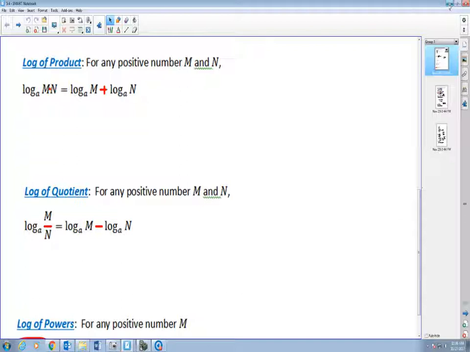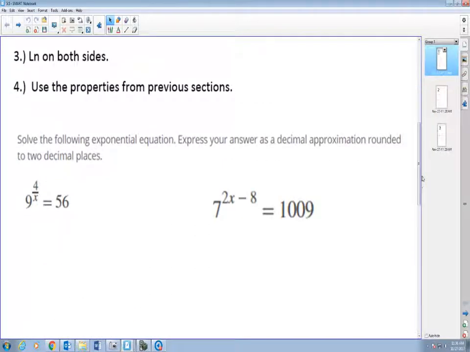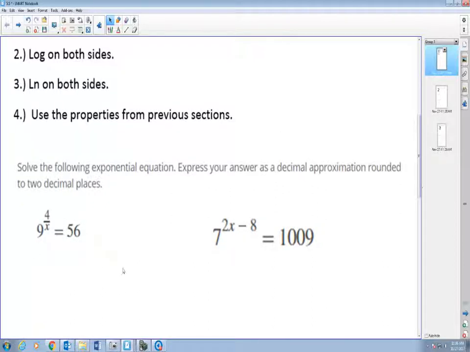All right, so let's check out the exponential equations. So these problems are a little bit different than the ones we've done before. I think it's back in 5.2. For example, okay, I got 9 to the 4 over x equal to 56. There's no way I can make 56 into a base 9 or make 56 into a base 3, because 9 can be expressed as 3 squared. So what do I do? What do I do if I cannot make the base the same?